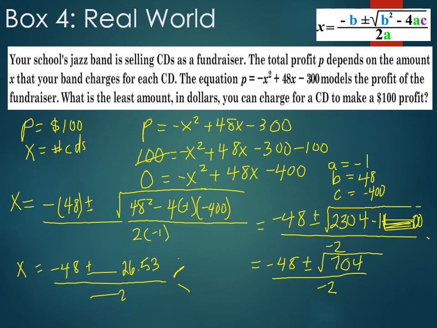So we have negative 48 plus 26.53. What do we get? 22.47. 21.47. Negative 48 plus 26.53. We should have gotten negative 21.47. 21.47 divided by negative 2 gives me.